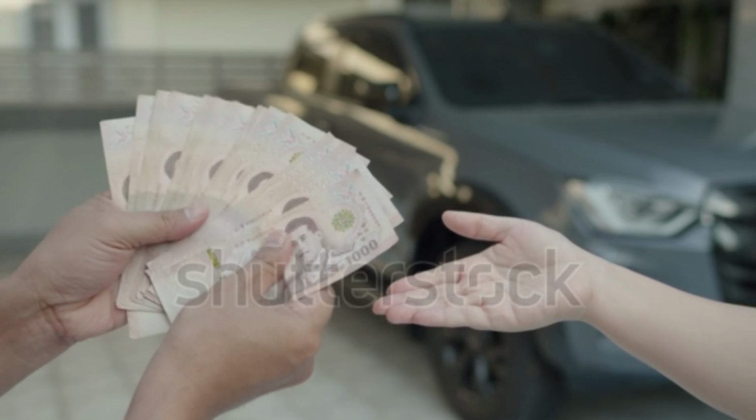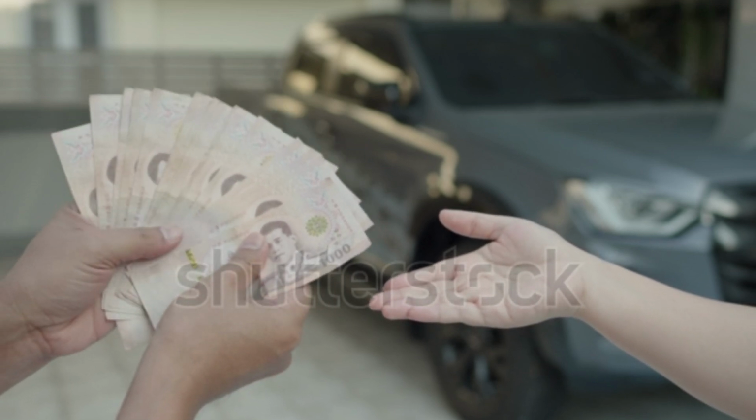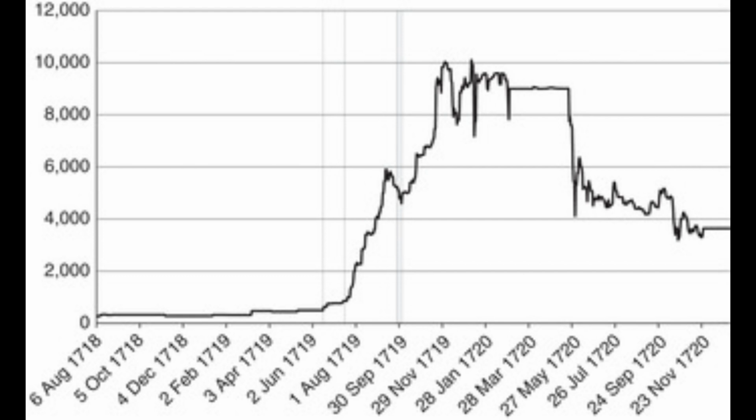This plan allowed investors to leverage their purchases, significantly increasing demand for the shares. As a result, the share price skyrocketed, with the price rising from 490 L in May 1719 to an astonishing 3,600 L by August 1719, reflecting the public's growing confidence in Law's financial system.